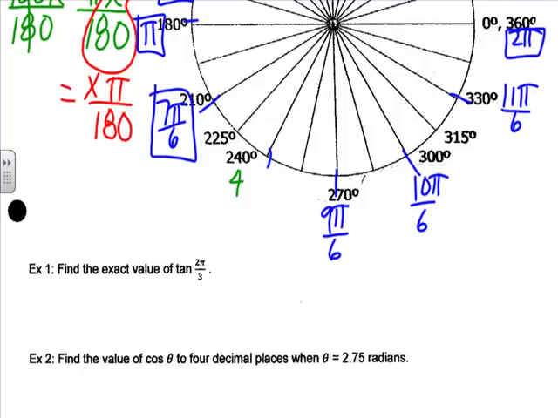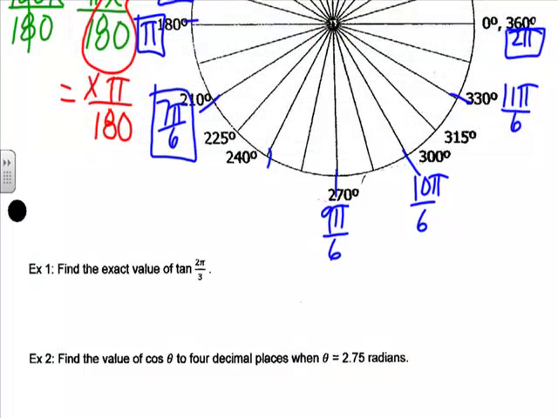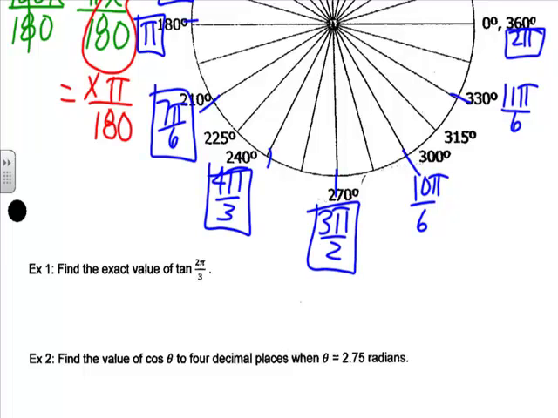Actually, let me keep this in blue. So this guy right here is 4 pi over 3. Okay, 9 pi over 6, divide 3 into the top and the bottom, we get 3 pi over 2. 10 pi over 6 then, 2 goes into the top and the bottom, we get 5 pi over 3. And 11 pi over 6 is already simplified, so that one's fine.